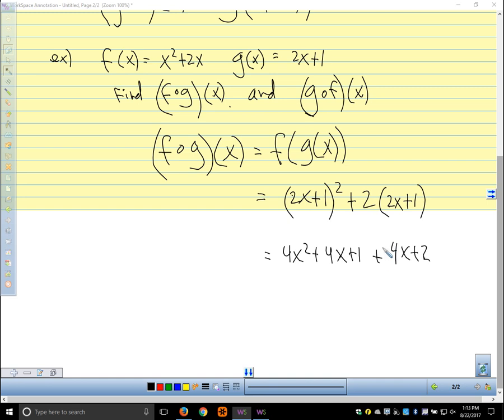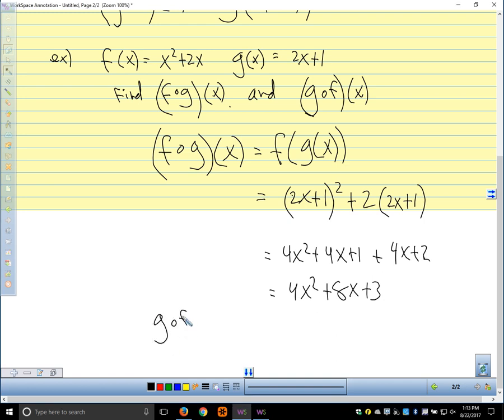Trust me. All right, now we're going to combine like terms. So we get 4x squared plus 8x plus 3. And that's our composition. So I wrote out all the steps explicitly. You don't necessarily have to write out all the steps explicitly. I just wanted to show the whole process.